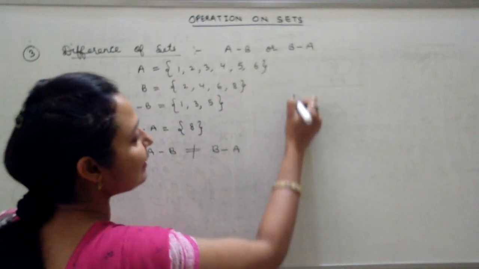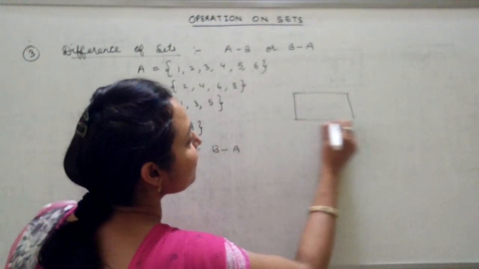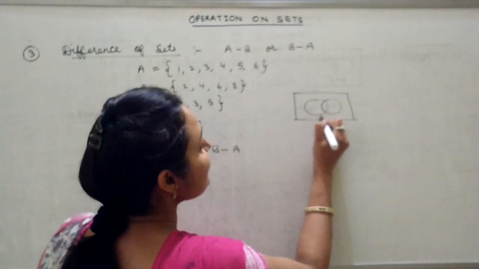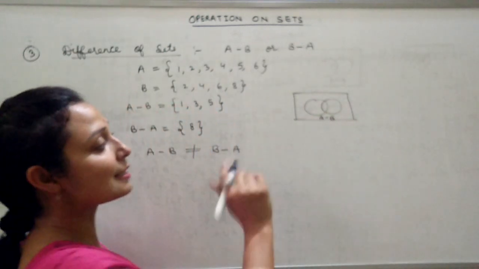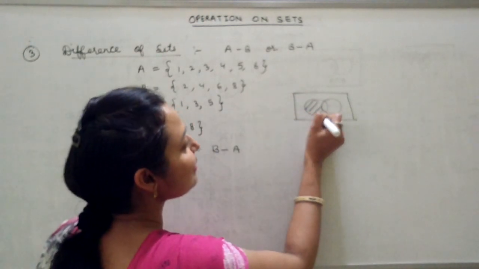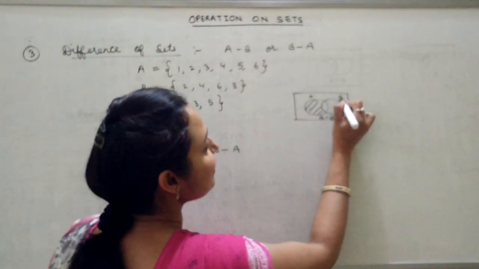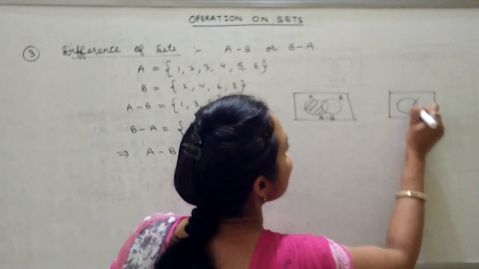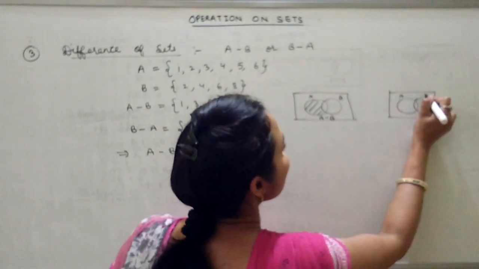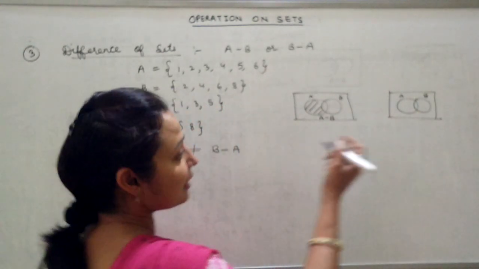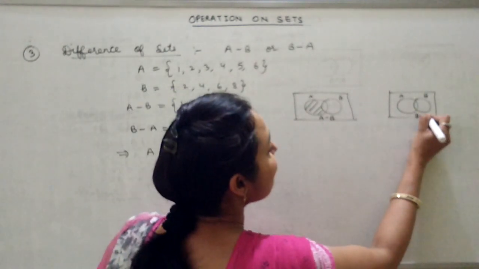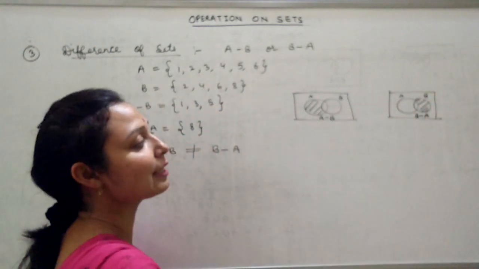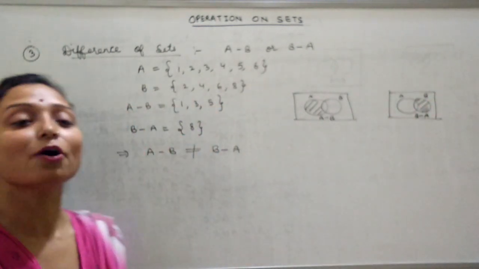In the Venn diagram, if this is A and this is B, and you want to find A minus B, this is the A portion excluding B. Or in the Venn diagram, let us suppose we have two sets, this is A, this is B. If you want B minus A, this is the portion excluding A. Okay, so these are the operations.